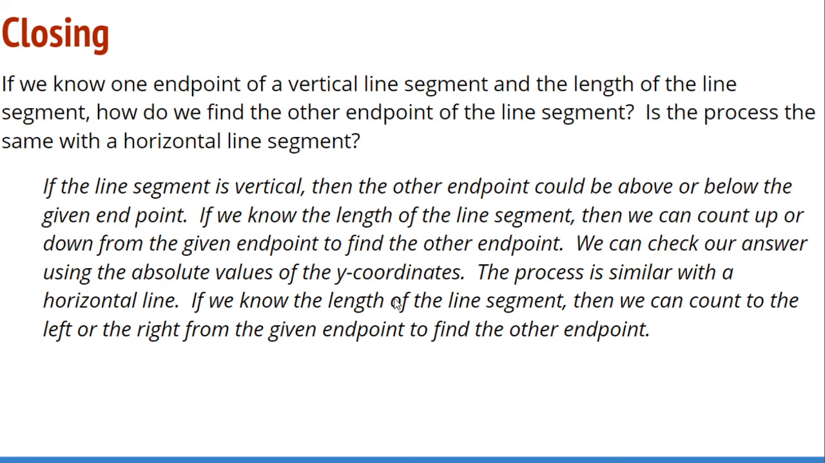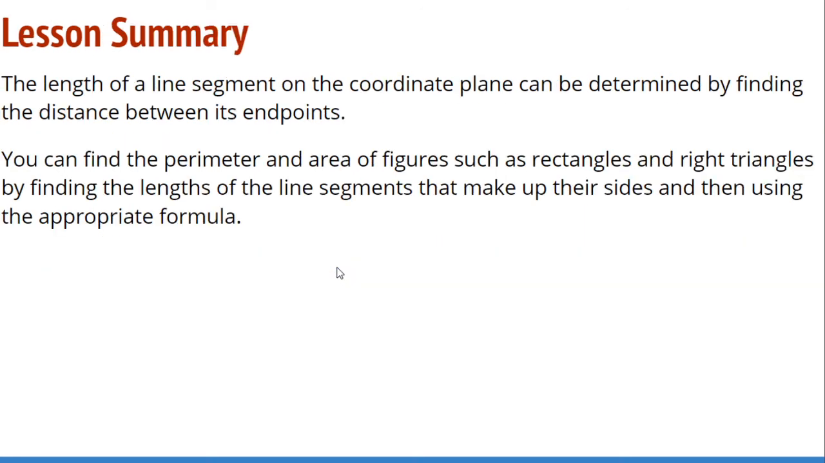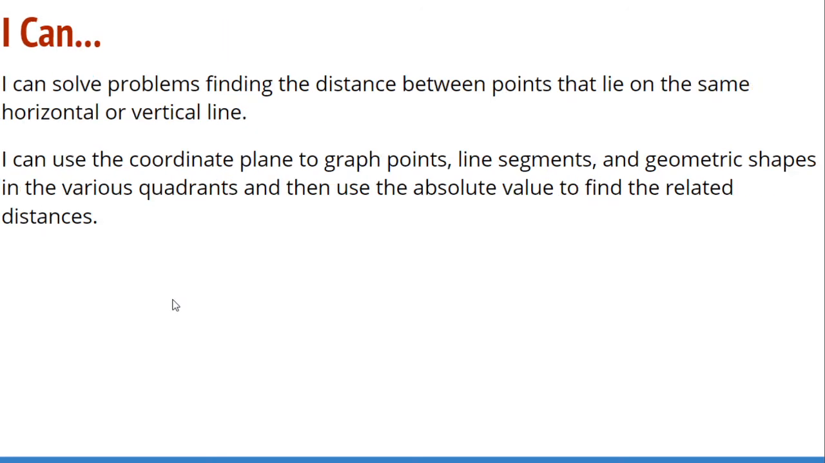The process is similar with the horizontal line. If we know the length of the first line segment, we can count to the left or the right to find the other endpoint. And you'll remember we did a problem where I counted to get there. The length of a line segment on the coordinate plane can be determined by finding the distance between its endpoints. You can find the perimeter and area of figures such as rectangles and right triangles by finding the lengths of the line segments that make up their sides and then using the appropriate formula. Length times width for area, 2 times the length plus 2 times the width for the perimeter.